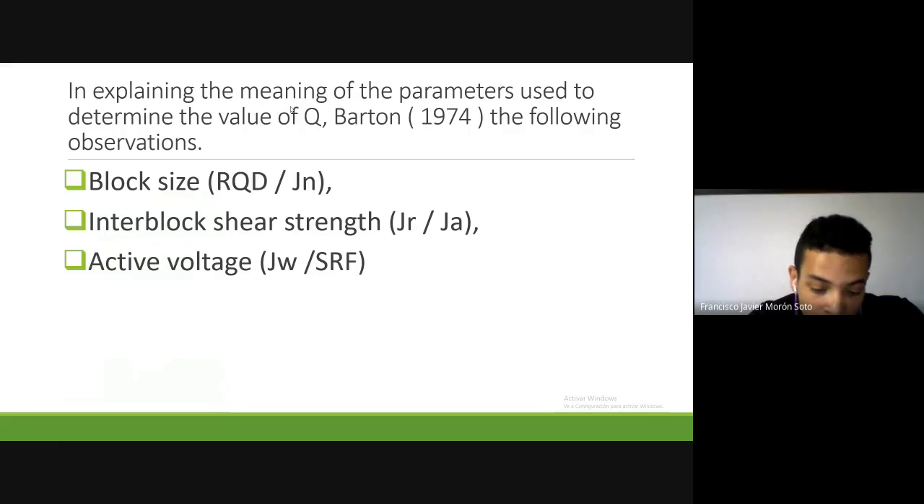Active stress, SRF, consists of two strength parameters. One, the loosening loads in the case of excavations through shear zones and clay-bearing rock. Two, the rock stress in competent rock. Three, the squeezing loads in incompetent rocks. It can be considered as a total stress parameter.